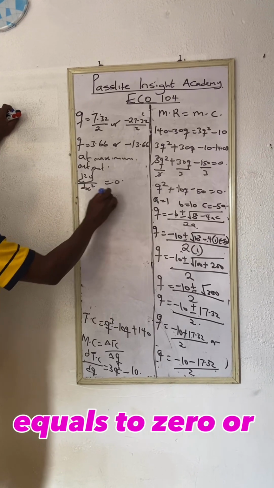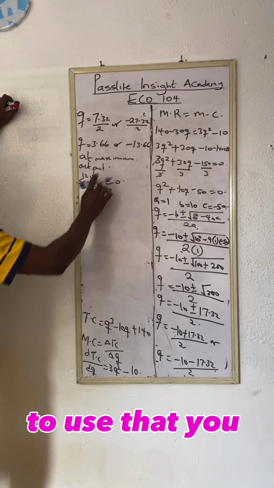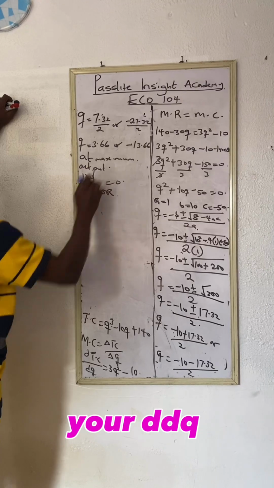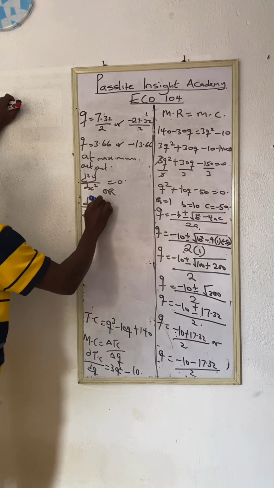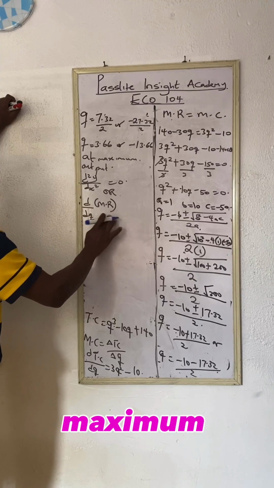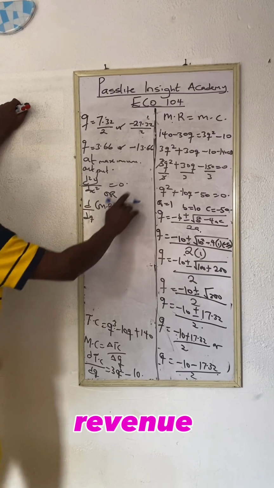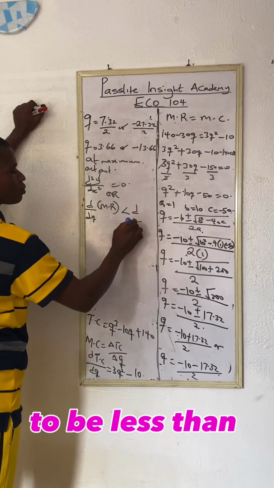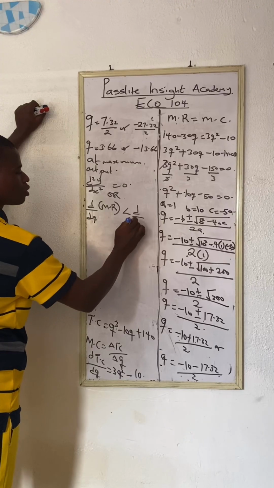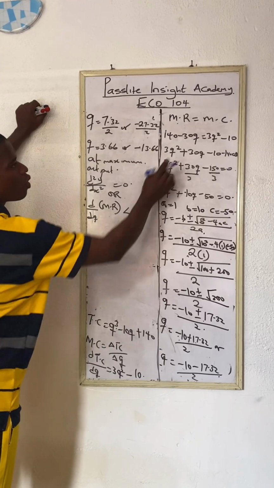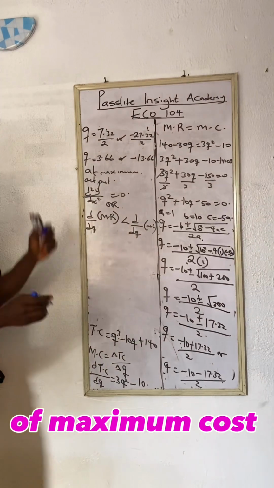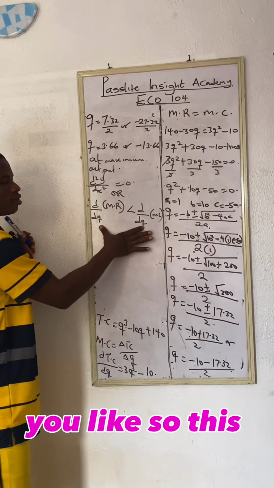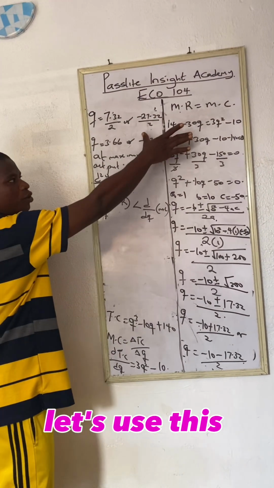Or if you don't want to use that, you can actually use your d/dq of maximum revenue should be less than your d/dq of maximum cost. So at this point, you can use any one you like. Let's use this here because this one is very easy. We have it on the board already.